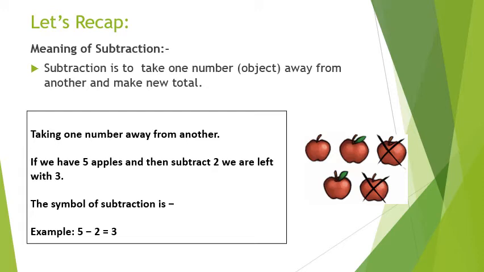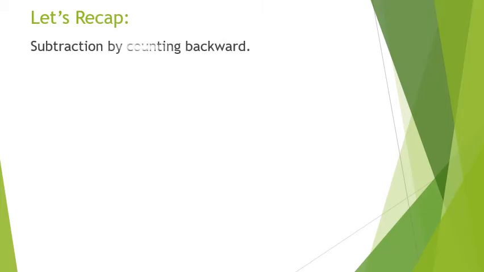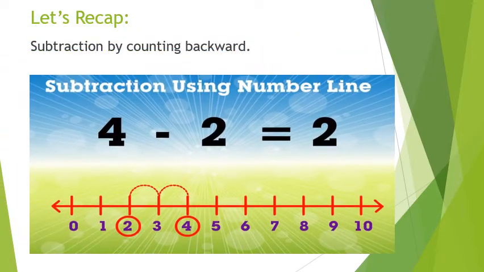Okay, next. Let's recap, continue. Subtraction by counting backward. Now, do you remember this, children? For this, you have to use the concept of counting backward. That is 10, 9, 8, 7, 6, 5, 4, 3, 2, 1. You have to count backward. One sum I have given here. 4 minus 2 equals 2.